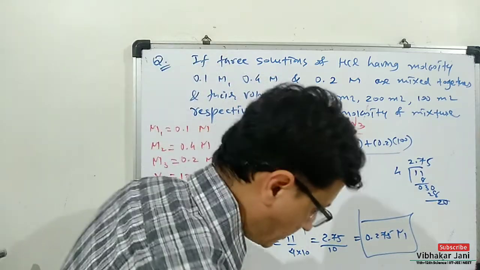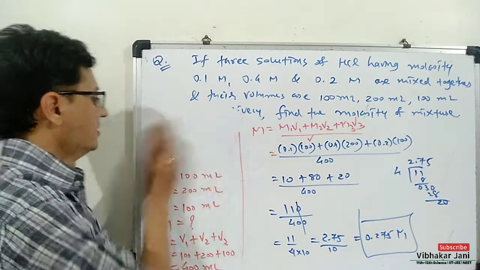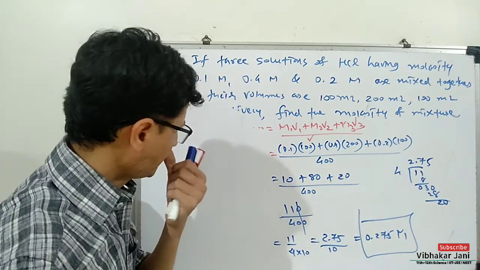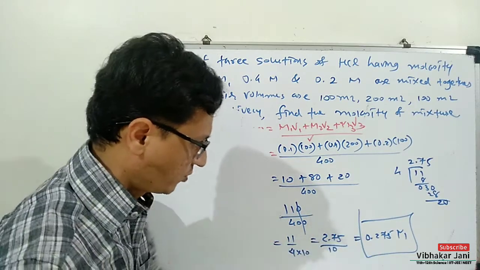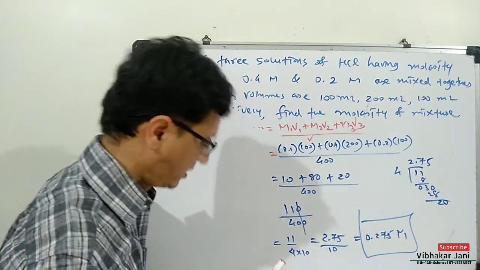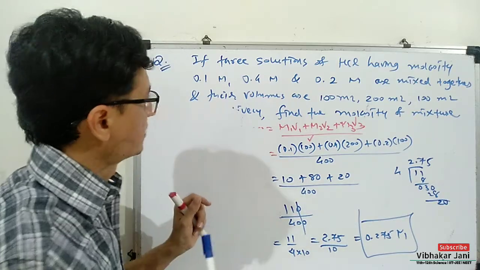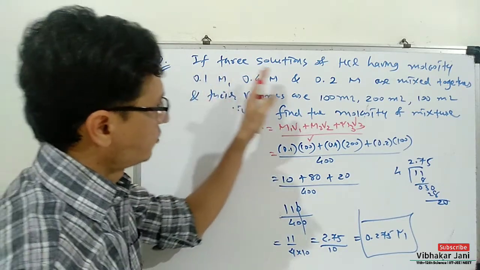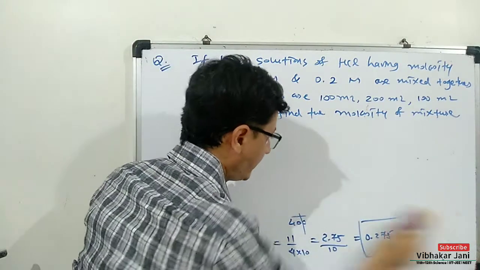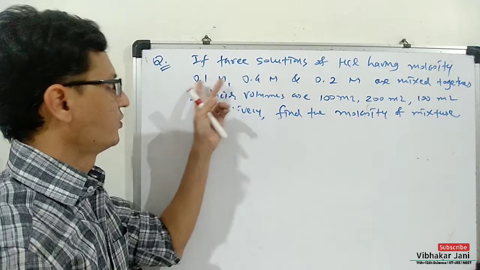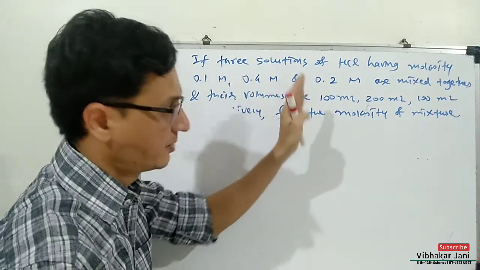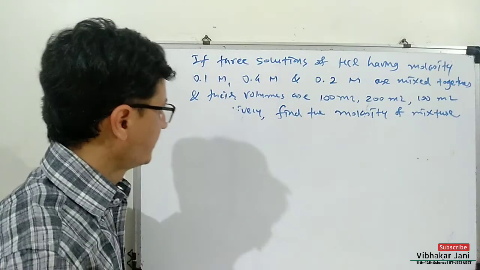Okay. Now the modification is, this is the third question. Now suppose this was the answer 0.275 in this question, where 3 different solutions are mixed. Now I am going to modify this question. If 3 solutions of HCl having different molarity, 0.1, 0.4 and 0.2 molar, are mixed together, their volumes are 100 ml, 200 ml and 100 ml respectively.